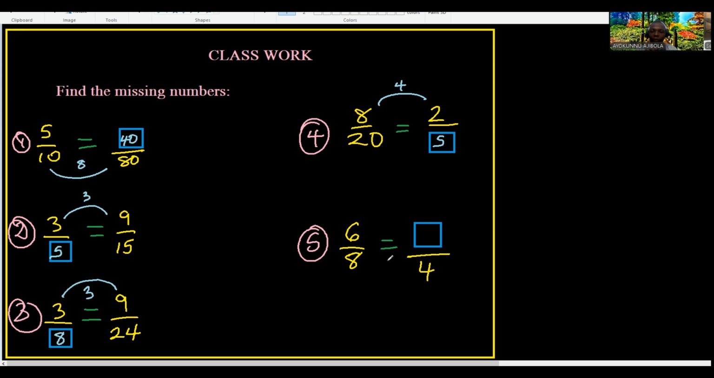Then the last one, 4 times what will give me 8? 2. Then 2 times what will give me 6? 3. That's correct. Is that clear now?